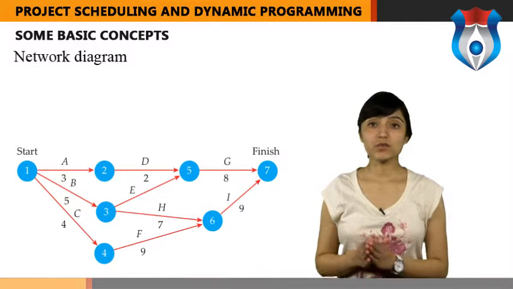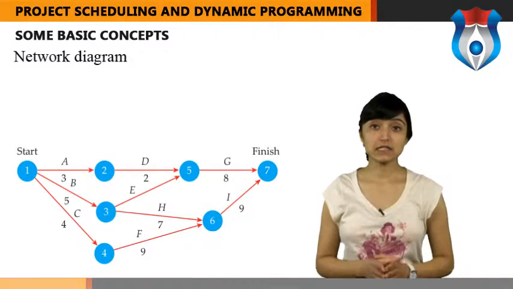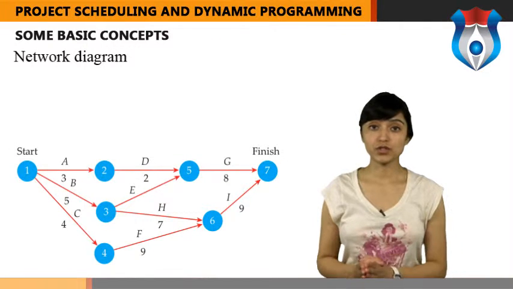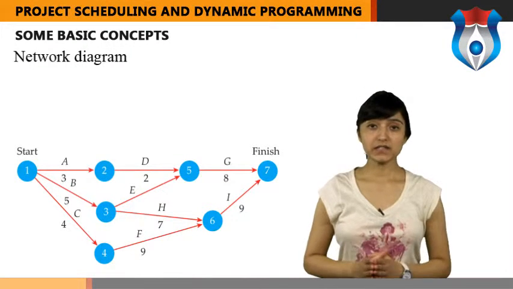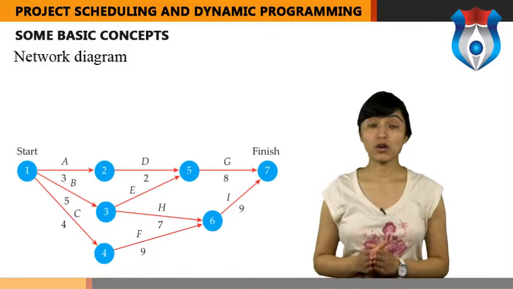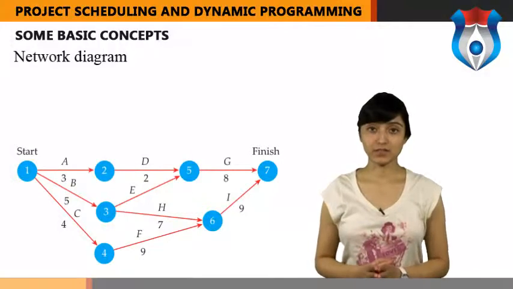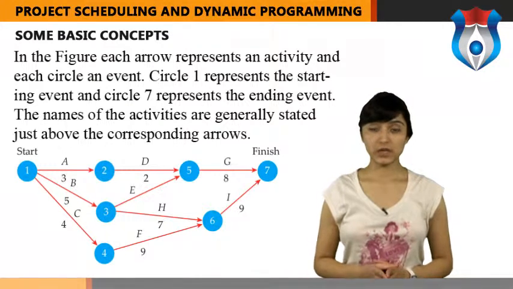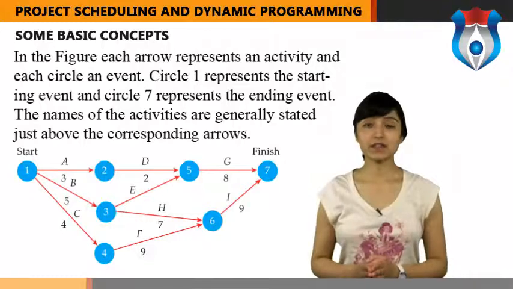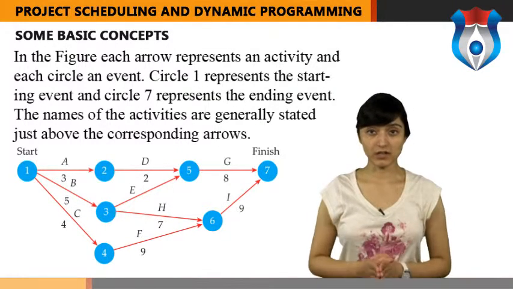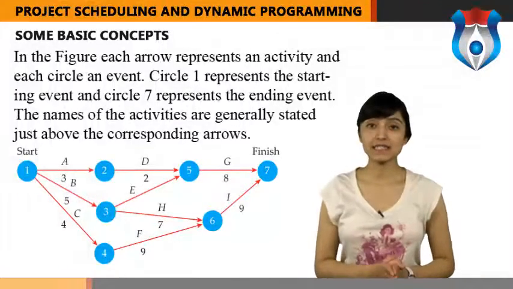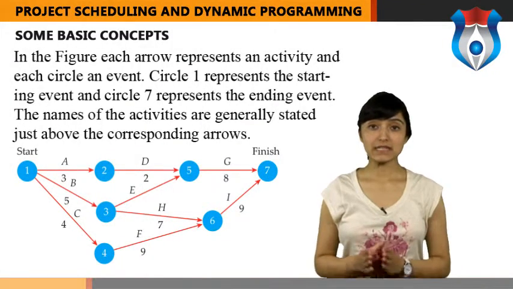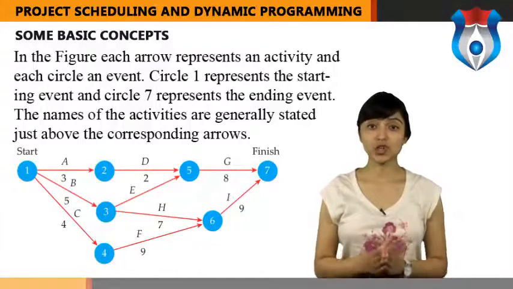A network diagram is a pictorial presentation of the various events and activities concerning a project. In this, each event is represented by a circle and arrows are used to indicate activities. In a complete network, there must always be one network beginning or starting event and one network ending event. In the figure, each arrow represents an activity and each circle an event. Circle 1 represents the starting event and circle 7 represents the ending event. The names of the activities are generally stated just above the corresponding arrows. Thus, A in the above diagram is the name of the activity represented by the arrow just drawn below it.